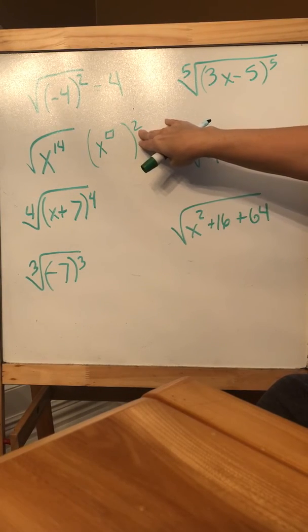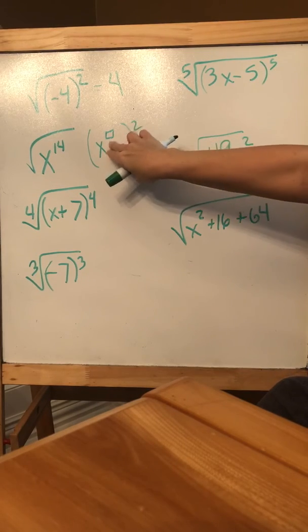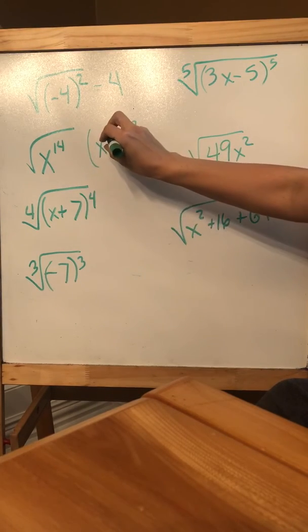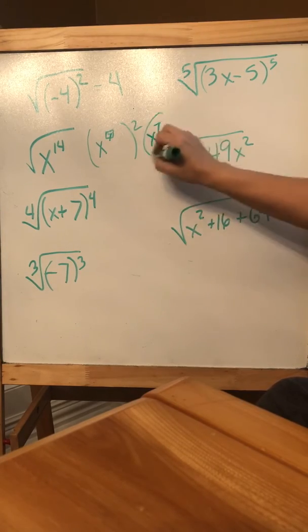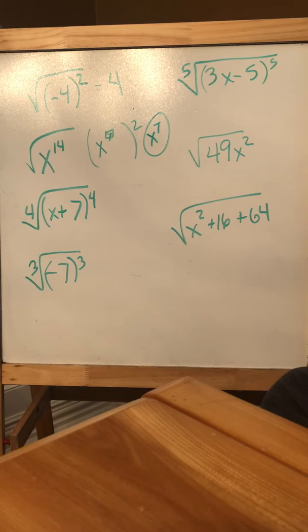And let's work it in reverse. 2 times what is going to give us x to the 14th? That's 7. So your answer is x to the 7th. Okay, let's go on to the next one.